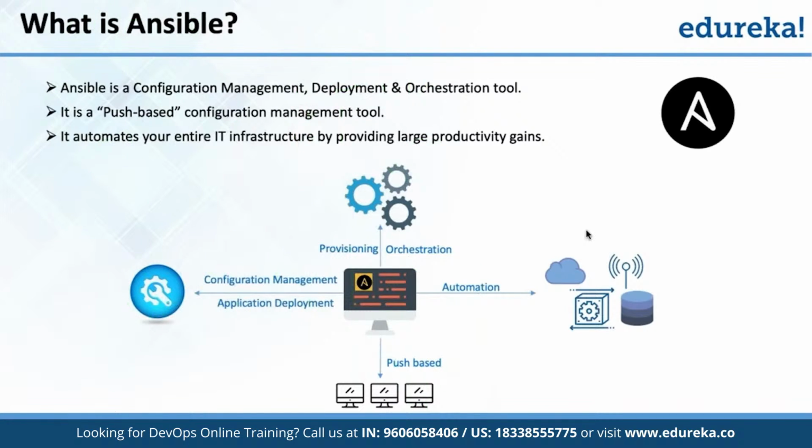To communicate between the master and slave nodes, Ansible uses SSH, with public-private key sharing. So we establish authentication using SSH. That is how Ansible works, guys. This was in brief about Ansible architecture: what it is and how it communicates between master and slave nodes.